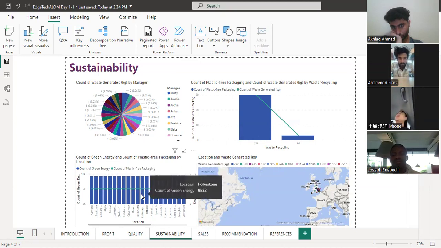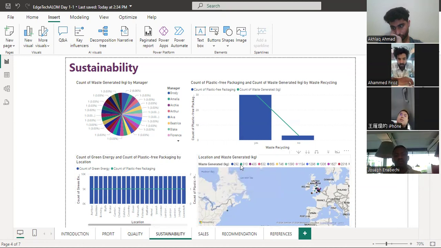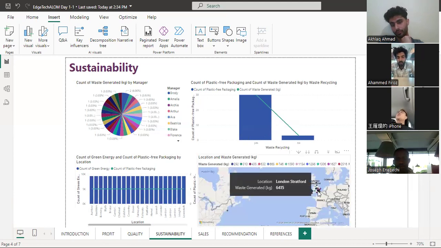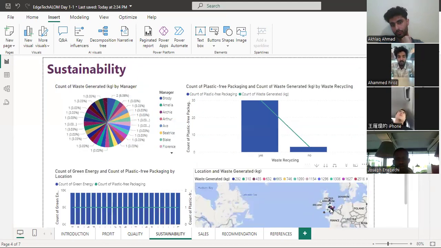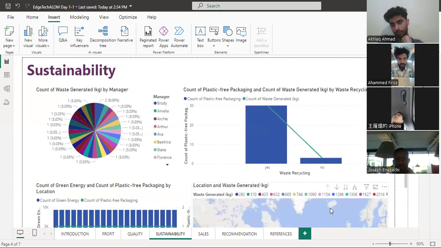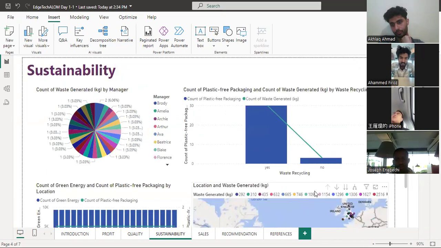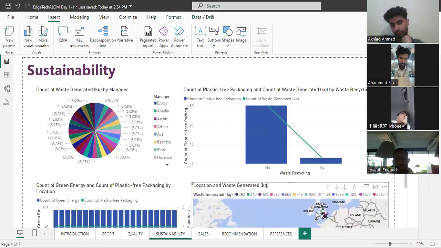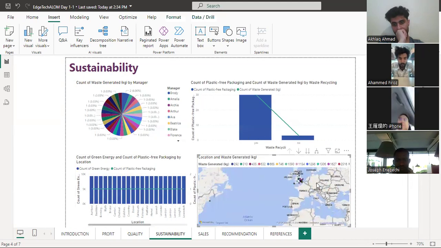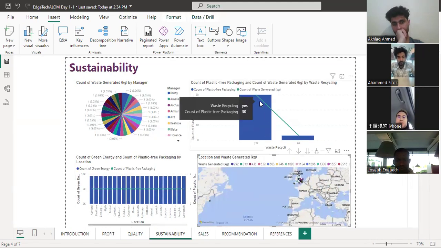And the last one is location and waste generated. Our greatest wastage is mainly in London areas. So we need to reduce our wastage and maintain it in these areas. These London based areas are mostly using more, so we need to reduce these kinds of wastages. Thank you.